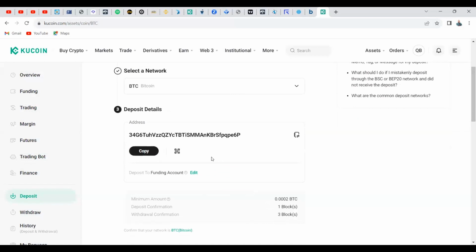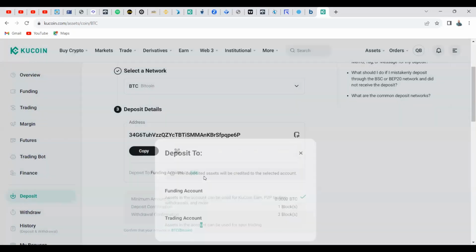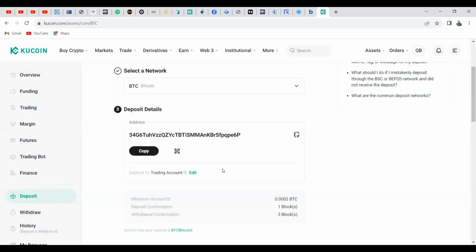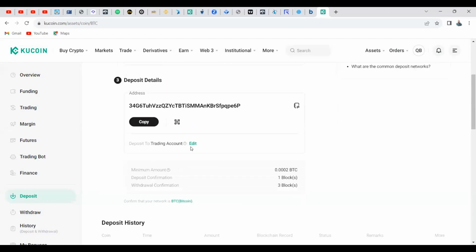And then I would get my deposits in BTC, and as you can see, they will come into my funding account. Now you can always edit where you want them to come in, be it your funding account or your trading account. I always advise that if you want to trade, when you deposit, they automatically come into your trading account, because if you deposit them into your funding account, you would need to transfer them again to your trading account if you wanted to trade.